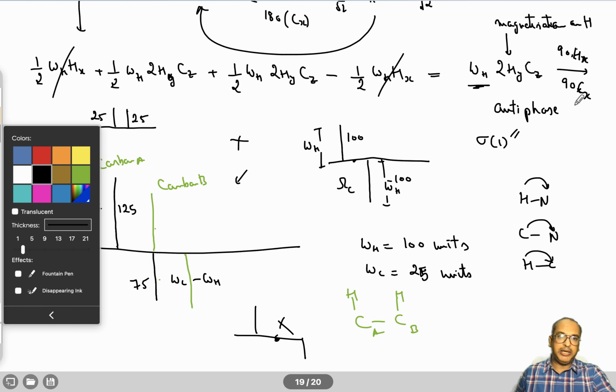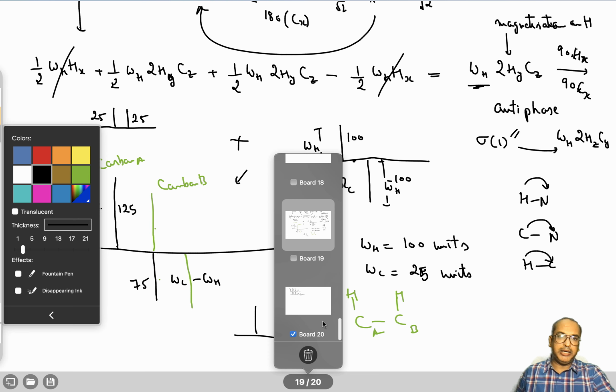and by applying this simultaneous 90 degree, what you get is omega h 2 hz cy, right? So this is the correct antiphase, which is actually equal to sigma 1. Okay, so I forgot this part. So now if you apply these two, you get the antiphase in carbon with respect to proton, right? This was wrong to say that this won't give you the signal, right? So you have to convert this into antiphase in carbon. Okay, now let's go back to refocused INEPT.